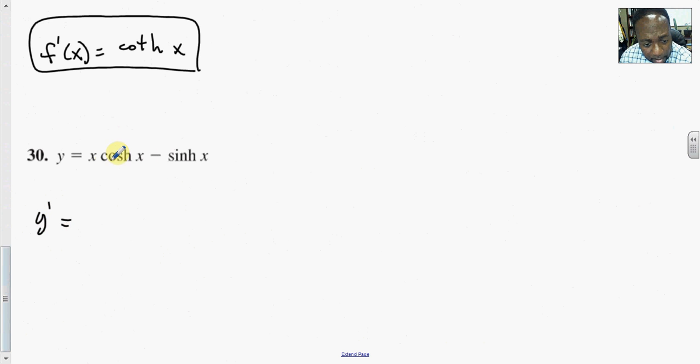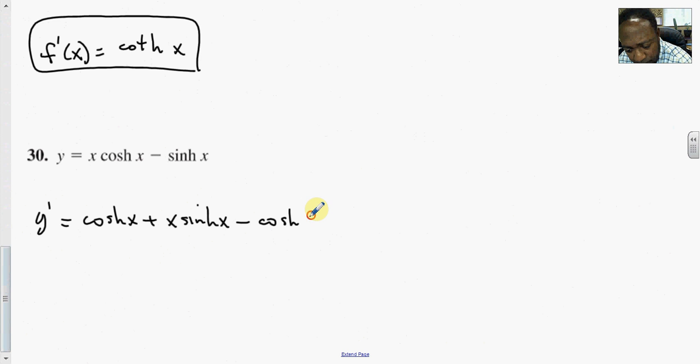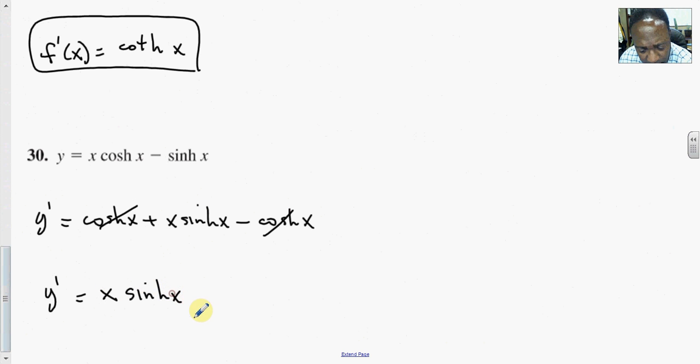Y prime. First part, we use the product rule, so the derivative of the first is 1 times the second plus the first times the derivative of the second, then minus, now this derivative is hyperbolic cosine x. So y prime, these terms cancel. It's just x hyperbolic sine x.